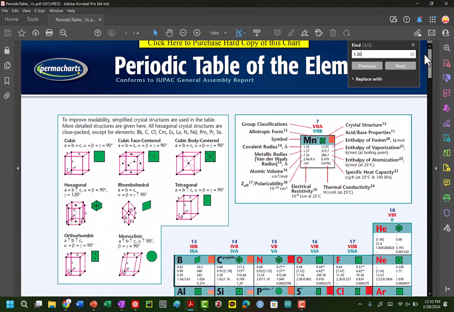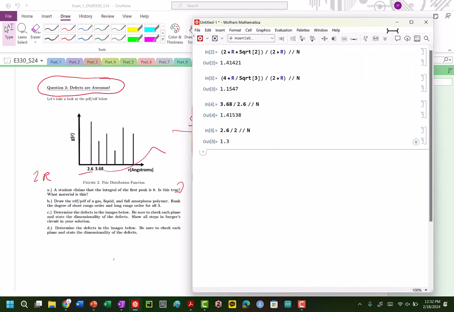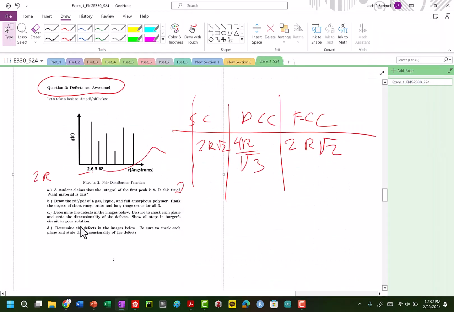That is BCC. So yeah, the student, this is a mistake, and again, we're actually not sure what this material is though. But we know from this, it is either simple cubic or it is FCC. It cannot be BCC because those ratios don't make sense. And we don't know what the material is.